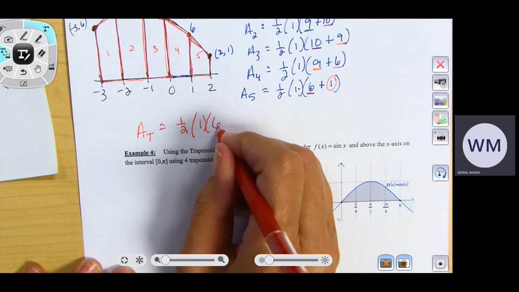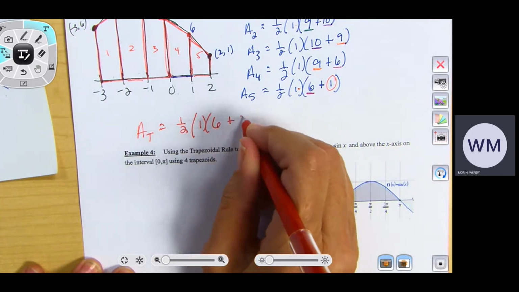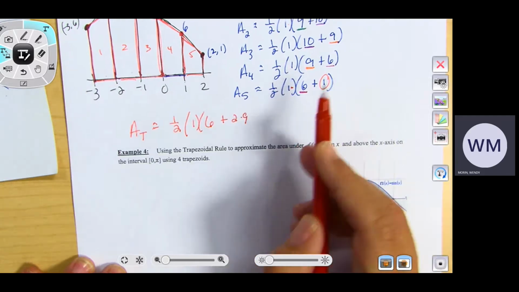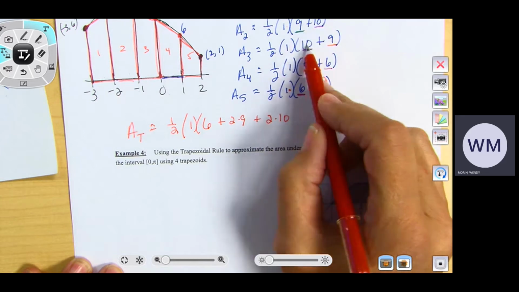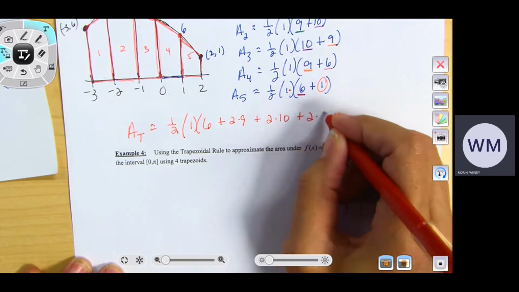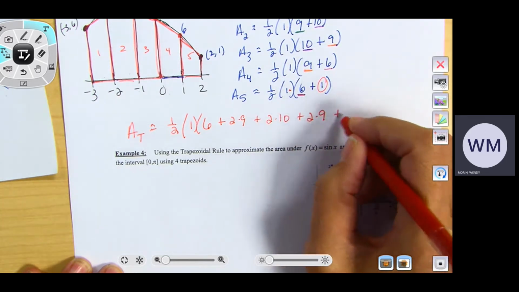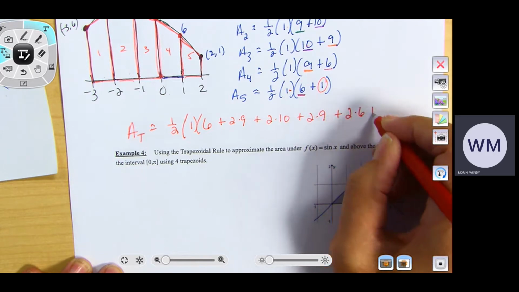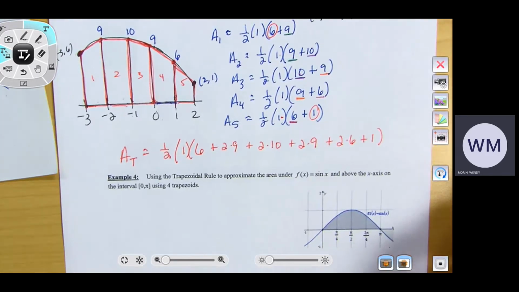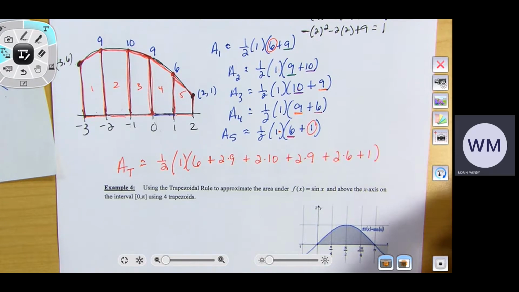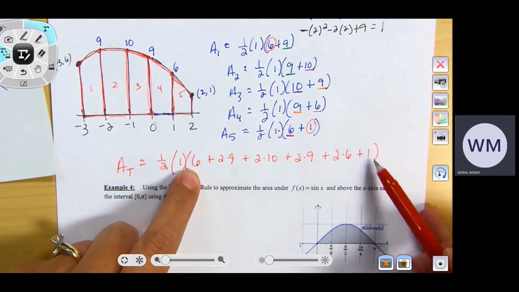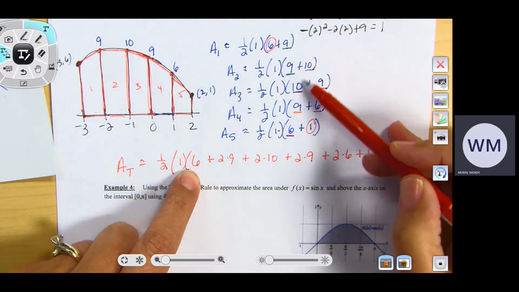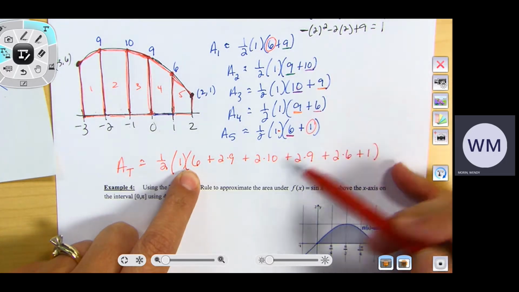Well, we have a 6, we have 2 9s, we have 2 10s, we have another 2 9s, we have 2 6s, and a 1. 6 here, 1 here, 2 9s, 2 10s, 2 9s, 2 6s.